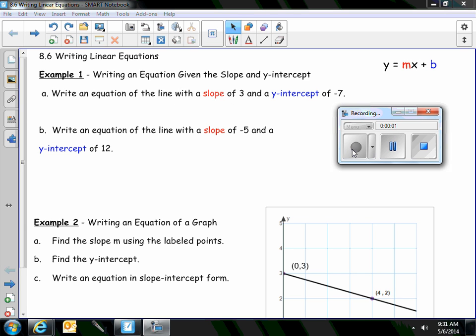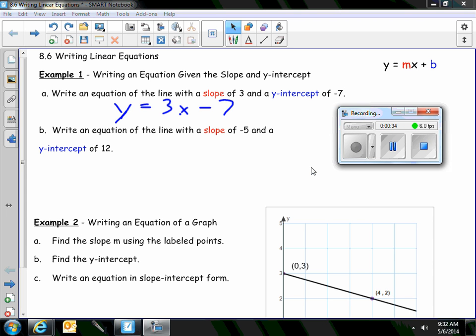In our last section of Chapter 8, we're going to be writing linear equations. You recall in our previous lesson that we had the equation for slope-intercept form as y is equal to mx plus b, where m represents your slope and b is your y-intercept. So in example 1, we're going to write an equation given the slope and y-intercept.